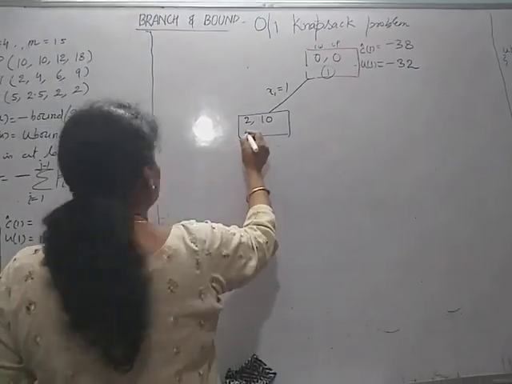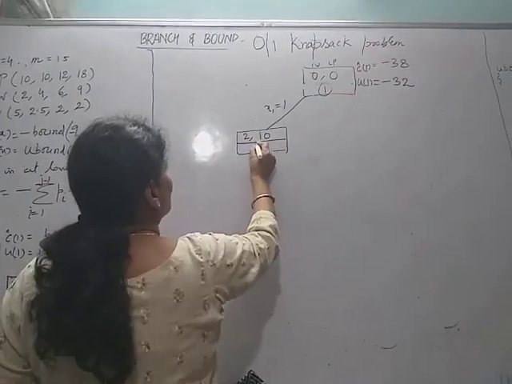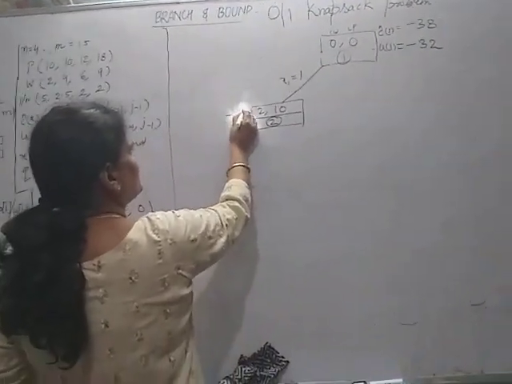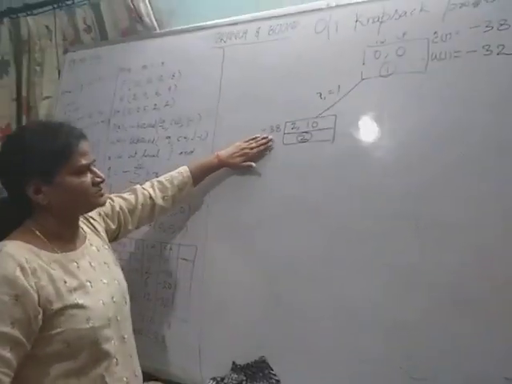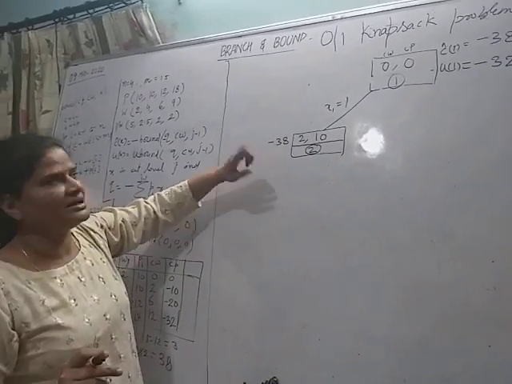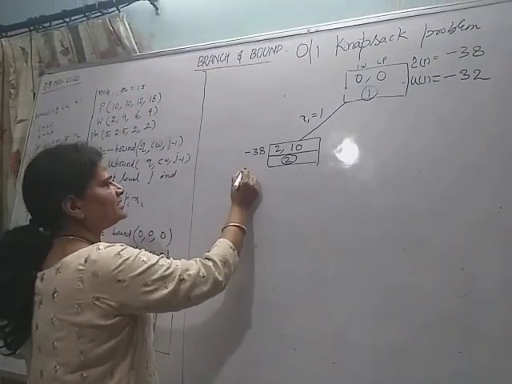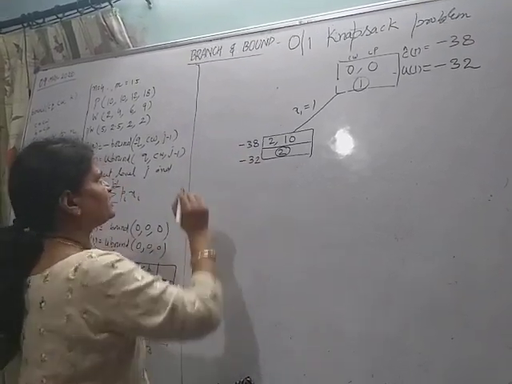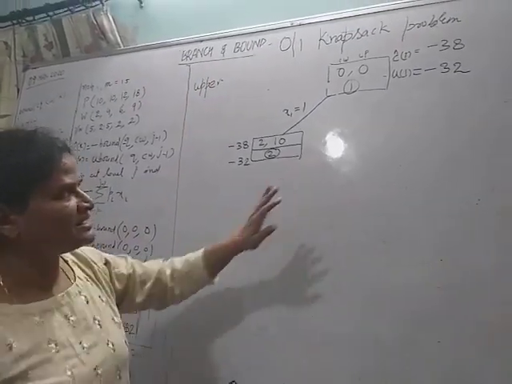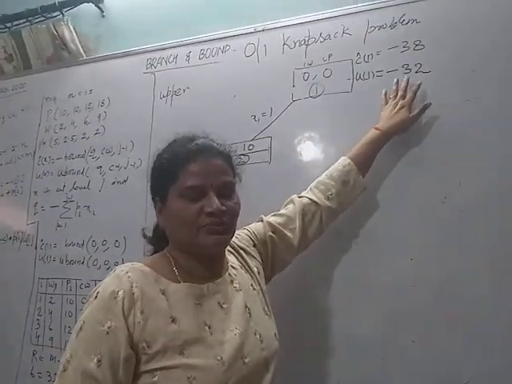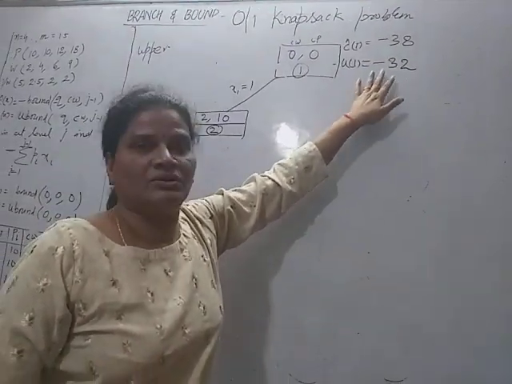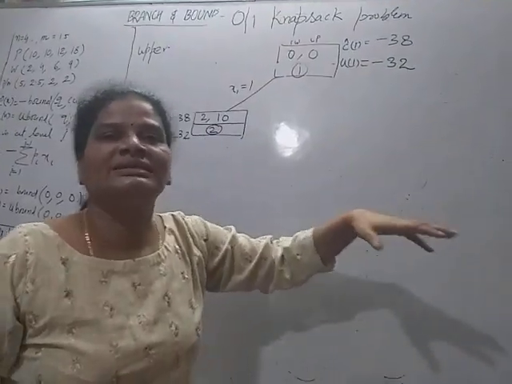2 and 10, and the node number is 2. Okay, here I am writing the upper one. Every time I am not writing the C and U, you note down that the upper one is the lower bound and the lower is the upper bound, minus 32. I said I have to take one global variable, upper, that is initialized with the cost when fractions are not allowed. This upper will be used to kill the node.